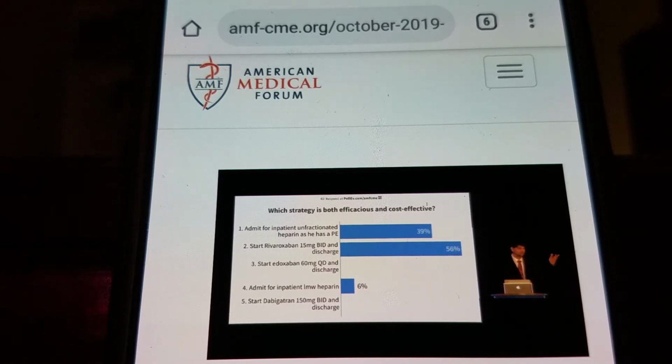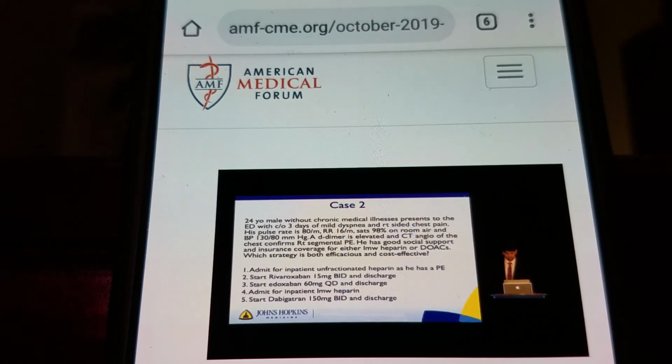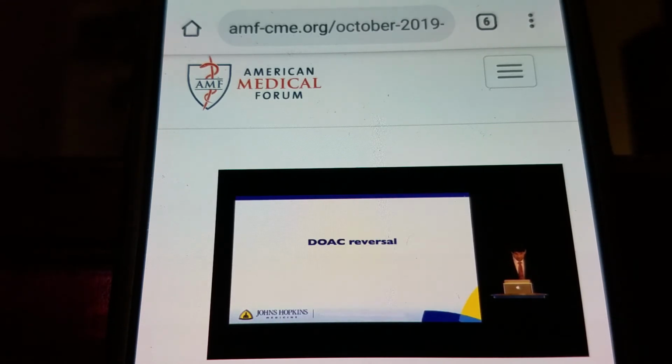This is a young man with good social support. It's unlikely to have bad outcomes if you don't hospitalize him. So outpatient management is probably preferred to inpatient management. You don't have to admit everyone with a PE. You can just start them on Rivaroxaban and discharge if they are clinically stable. Obviously, with clinical instability, you need to admit the patient. All right, next we'll go to DOAC reversal.